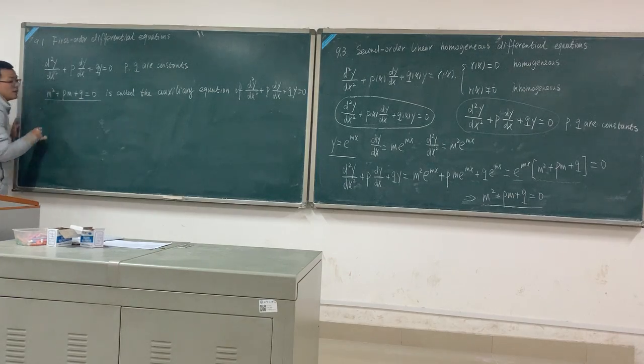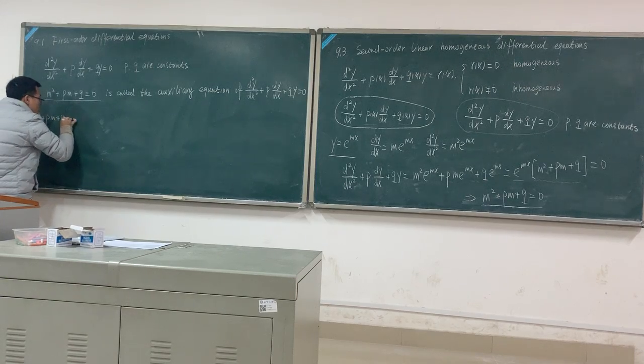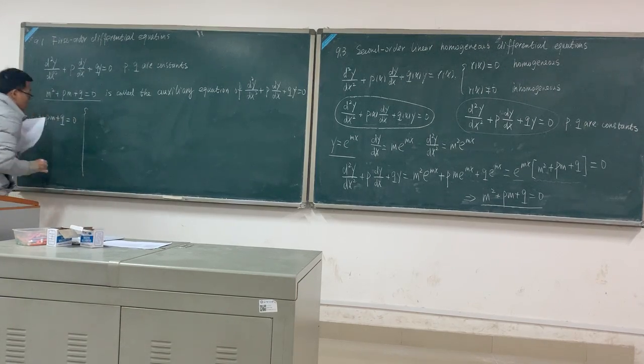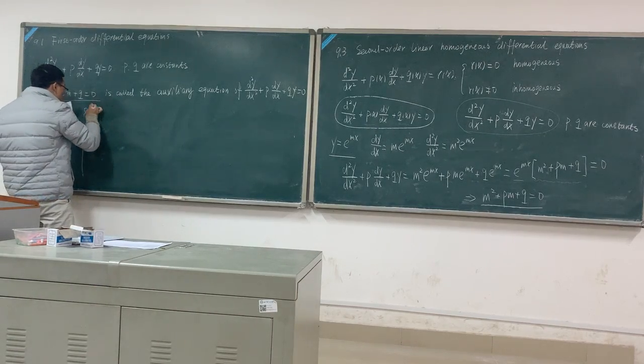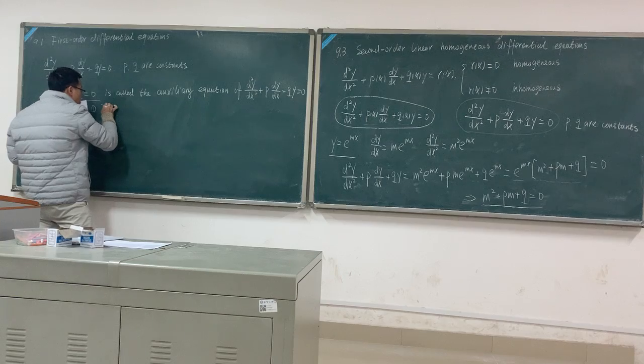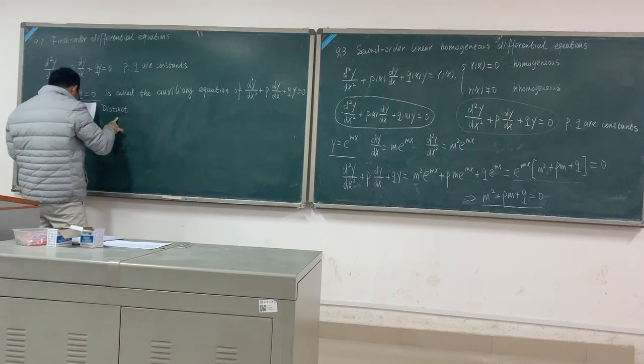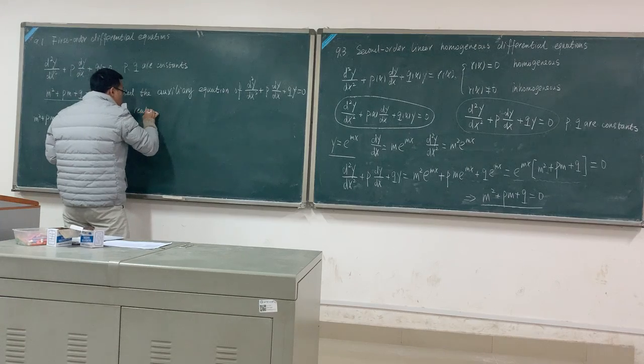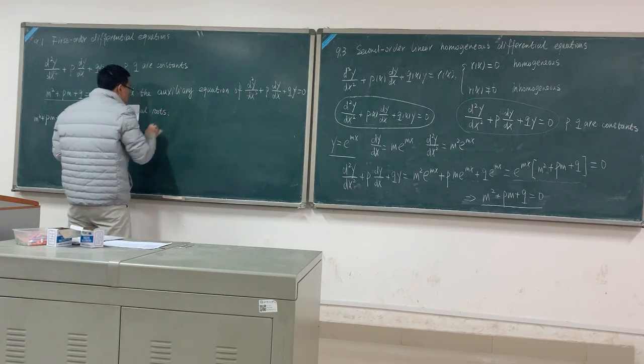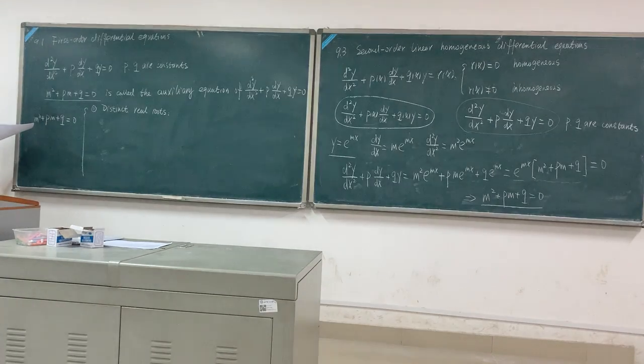For this equation, m squared plus pm plus q equal to 0, we have three cases. The first case is that this equation has distinct real roots. The first case is that for this equation we have distinct real roots. Real roots actually is what?